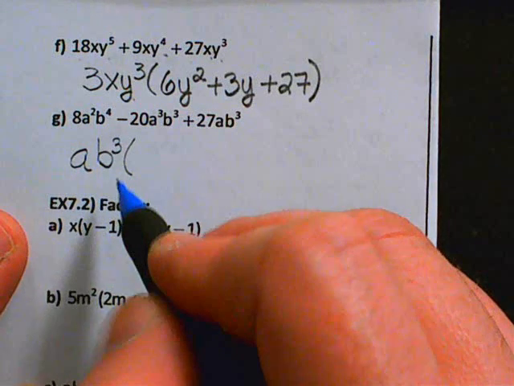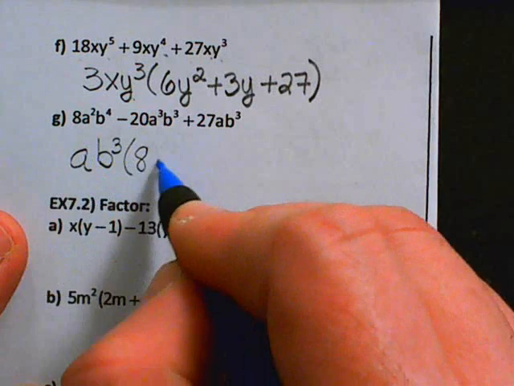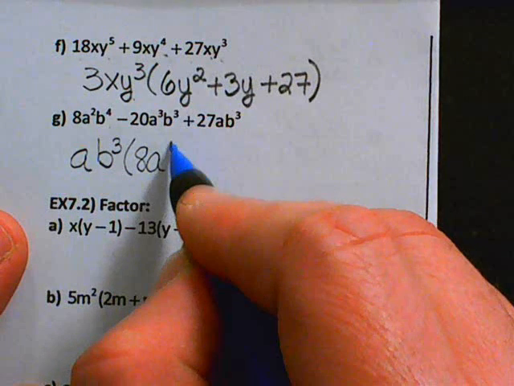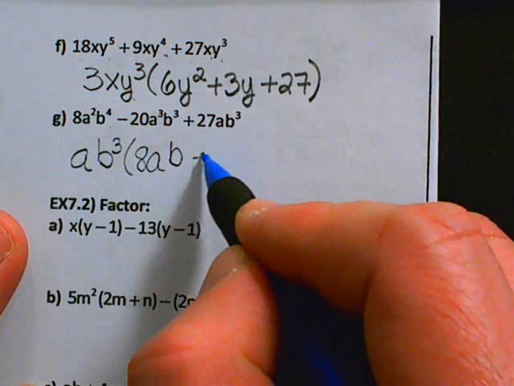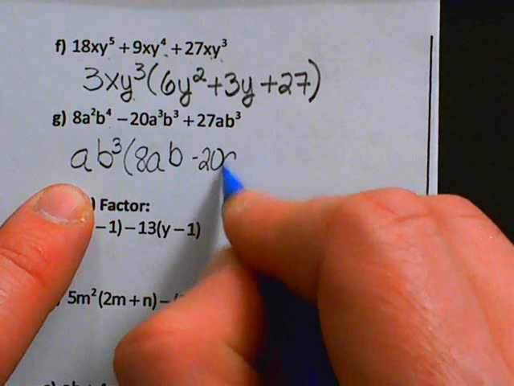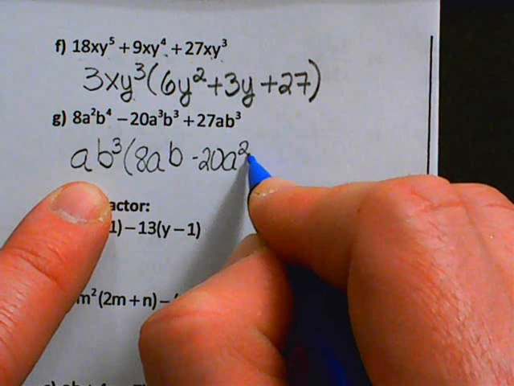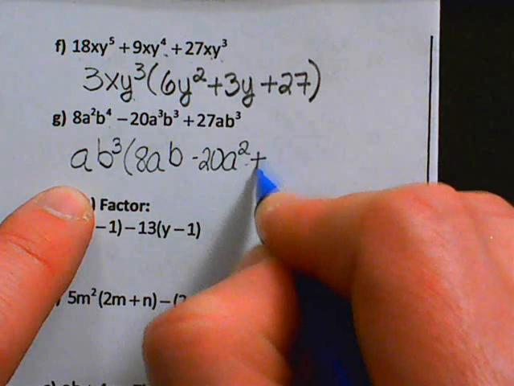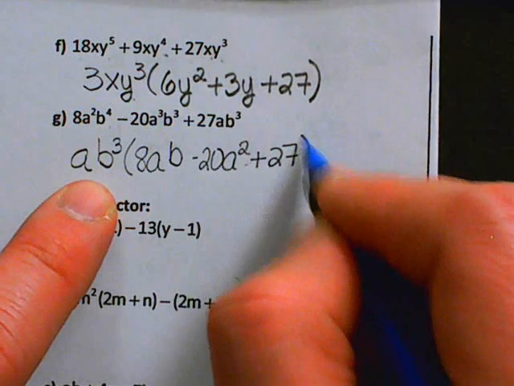8 divided by an invisible 1 is 8. A squared divided by a is a. B to the 4th divided by b to the 3rd is b. Negative 20 divided by the invisible 1 is negative 20. A cubed divided by a would be a squared. B cubed divided by b cubed, the b's cancel, so I'm just left with this. And then the last term would be 27 divided by 1 is 27. And the a's would cancel, and the b would cancel also. So that will be my final answer for letter G.